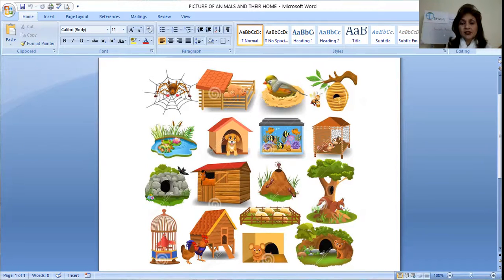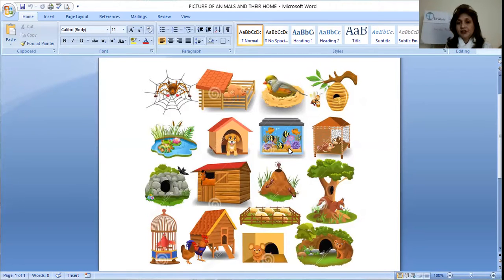Now, the first picture is of a spider. A spider is an insect, and it lives in a web. And this is a picture of a pig. It's a farm animal, so it lives on a farm. This is a picture of a bird. A bird lives in a nest. This is a picture of a bee. A bee lives in a beehive. These are water animals like a frog. It lives in a pond. It's a dog. A dog lives in a kennel.